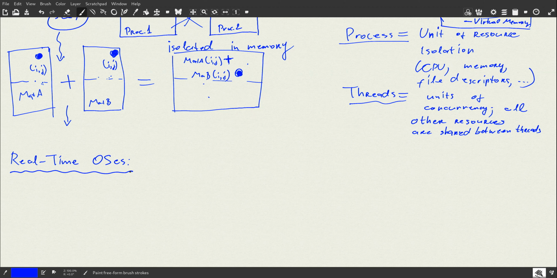So first of all, even in normal Linux, I would still classify it, first of all, real-time requirements are also divided into 3 groups. There are hard real-time, firm real-time, and soft real-time. And I will explain in a second the key concepts behind real-time operations.